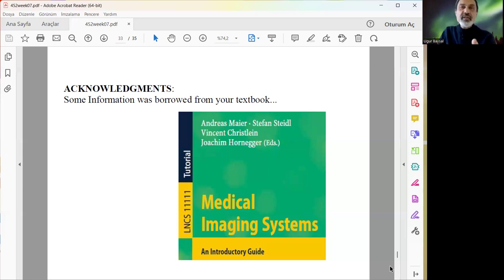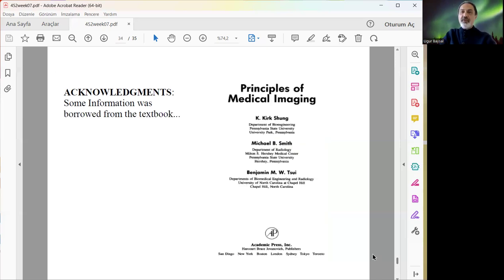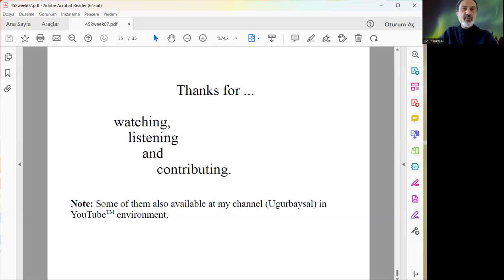We will explore the imaging details in next week's slides. So we have borrowed information from our online book as well as an older textbook.